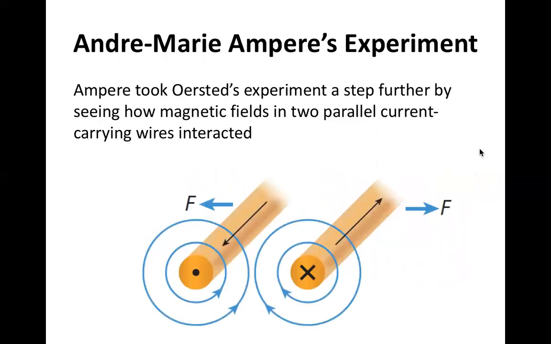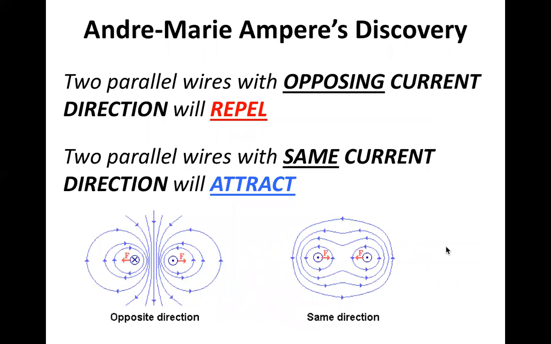So Ampere was the one who discovered this. Ampere took Ørsted's experiment a step further by seeing how magnetic fields in two parallel current carrying wires interact. So in this case, the current is traveling this way. Here, the current is traveling that way. There's going to be two magnetic field line circles that are in different directions. It's going to cause the force of repulsion. So the observation is summarized by the following two statements. Two parallel wires with opposing current direction will repel. Two parallel wires with the same direction will attract.